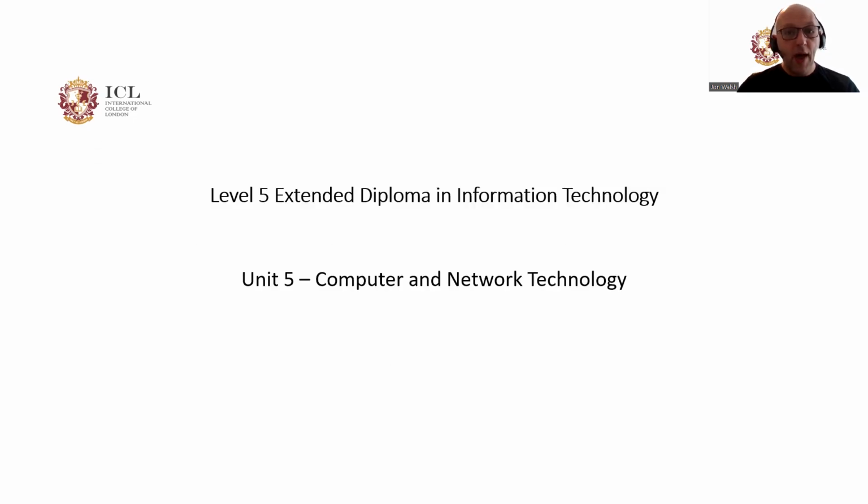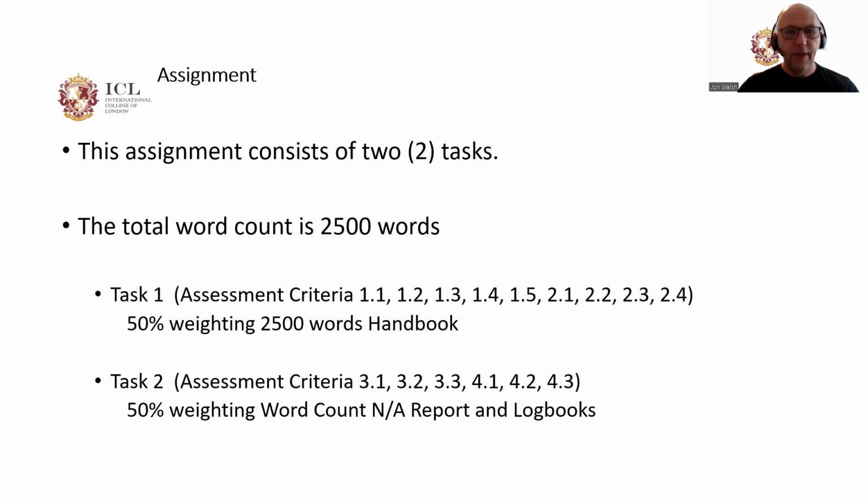So for an overview, Level 5 Extended Diploma in Information Technology, Unit 5 Computer and Network Technology. There are 2 tasks. The total word count is actually 2,000 words. Task 1 is a 2,000 word handbook covering learning outcome 1 and learning outcome 2. Task 2 is a 50% weighting again. The word count is not applicable here, and this is in the form of reports and logbooks, covering learning outcomes 3 and 4.